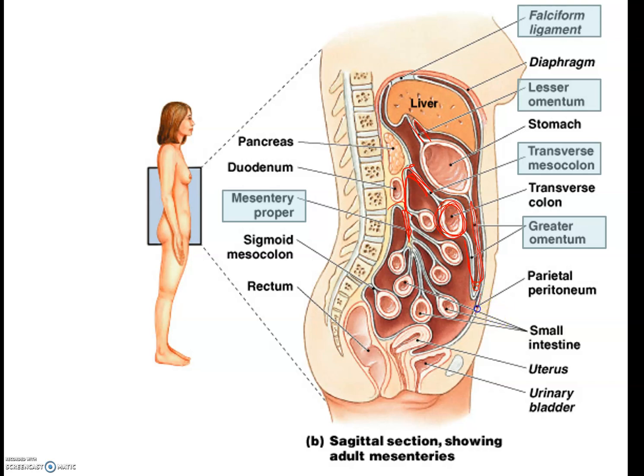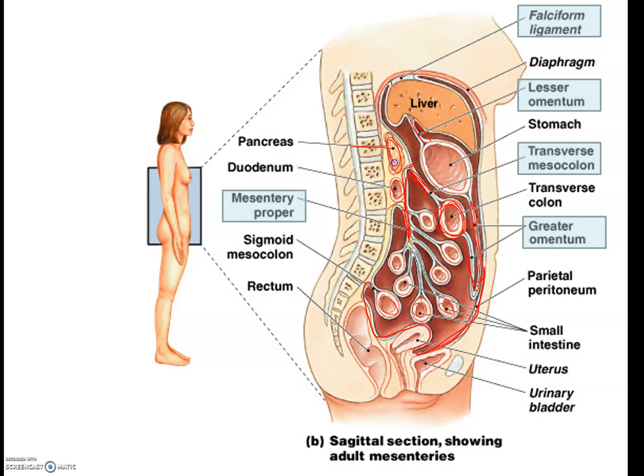The parietal peritoneum is the external portion of the peritoneum lining the abdominal cavity here. The small intestine is all these little circles. This is a female, so this is the uterus. Here's the urinary bladder down here. The sigmoid colon is going to be attaching eventually up to the transverse colon. Here's the rectum, which is part of the terminal end of the digestive tract. The duodenum is going to be right here, and then here's the pancreas.